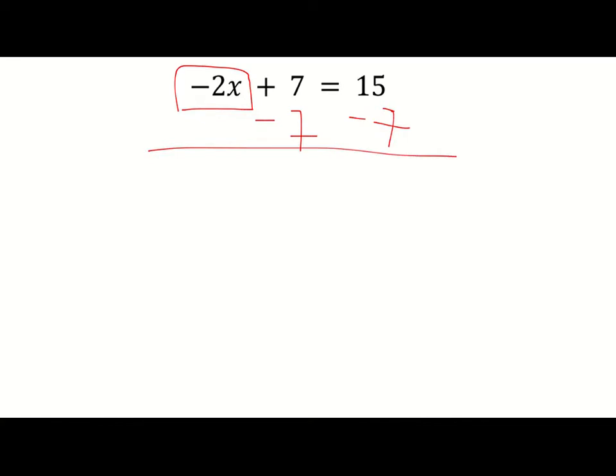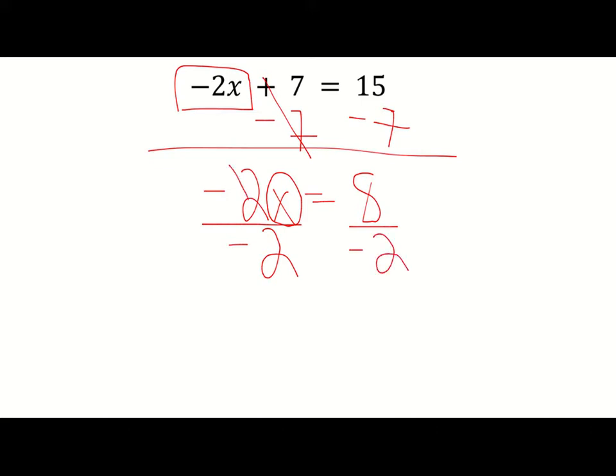When I do that, the 7's will cancel. So I will be left with negative 2x equals 15 minus 7 is 8. At this point, I'm now trying to get x by itself. The x is being multiplied with the negative 2. So to undo this operation, I would need to divide both sides by negative 2.